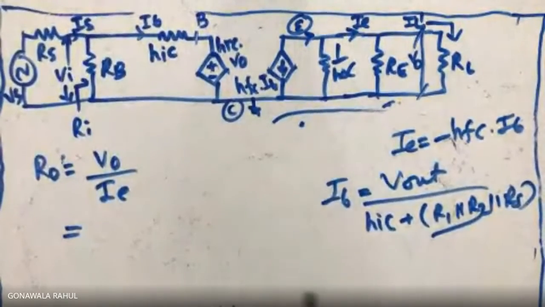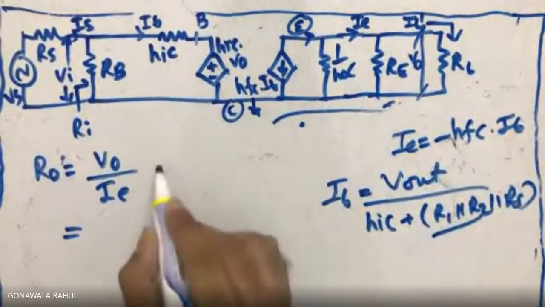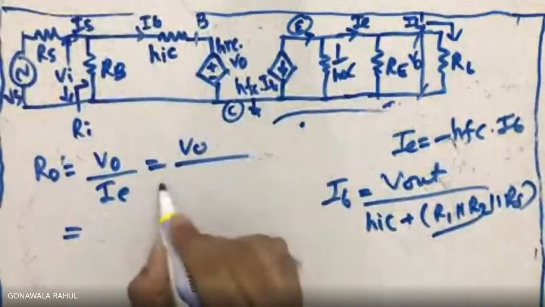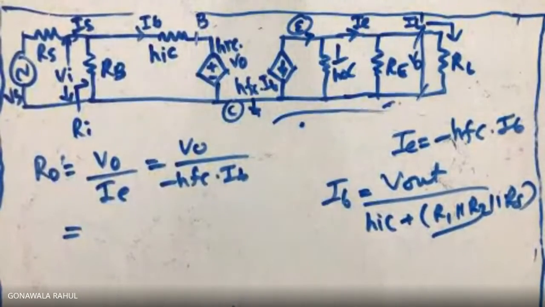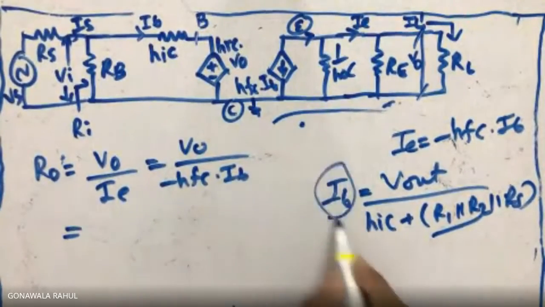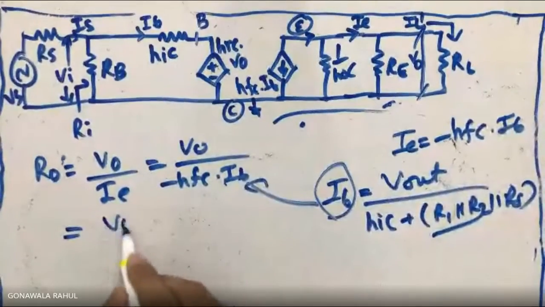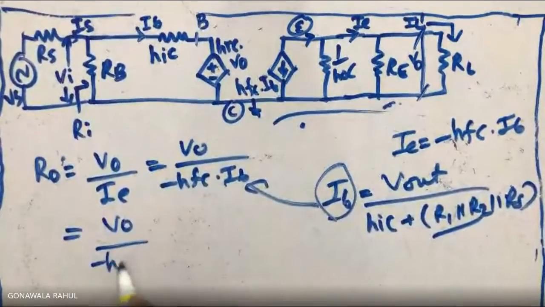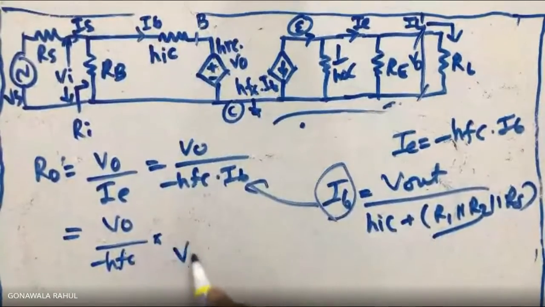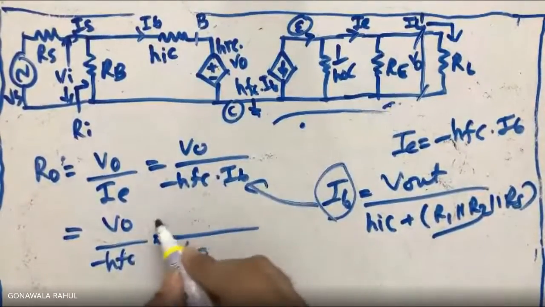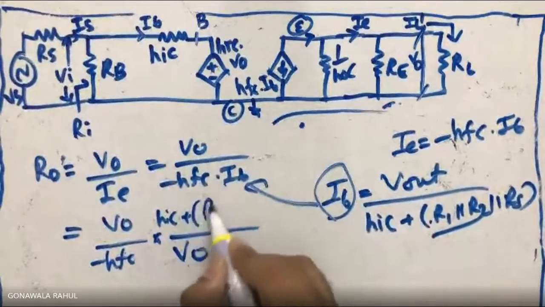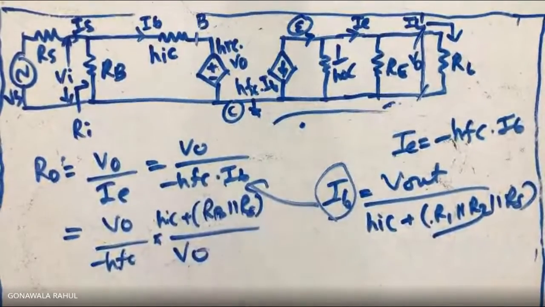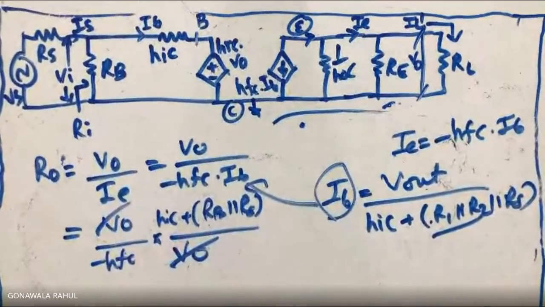Now RO is equal to V out by I, that is VO by IE. So putting that HFC into IB, and putting this IB value here. So VO by minus HFC into IB. So here VO upon HIC plus, let's say I am writing this RB for simplicity, RB parallel RS, isn't it? VO gets cancelled.